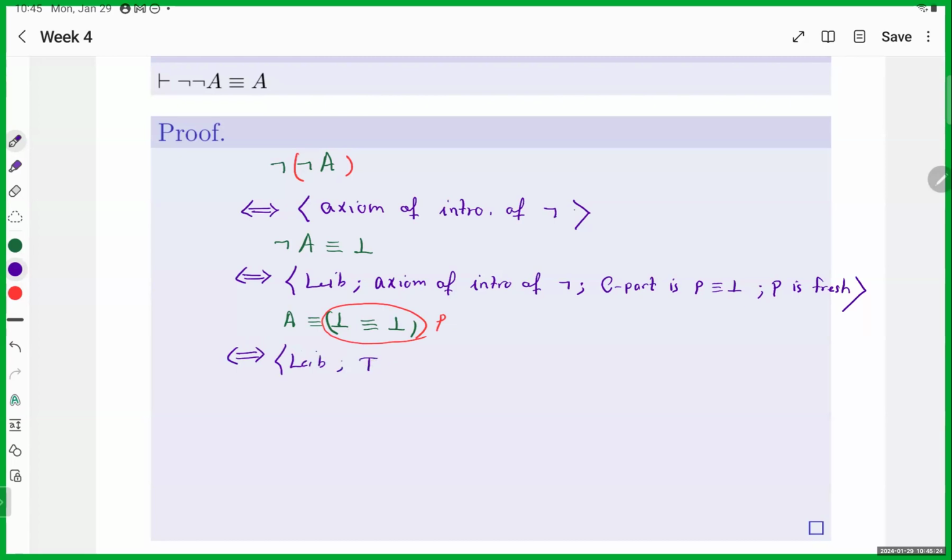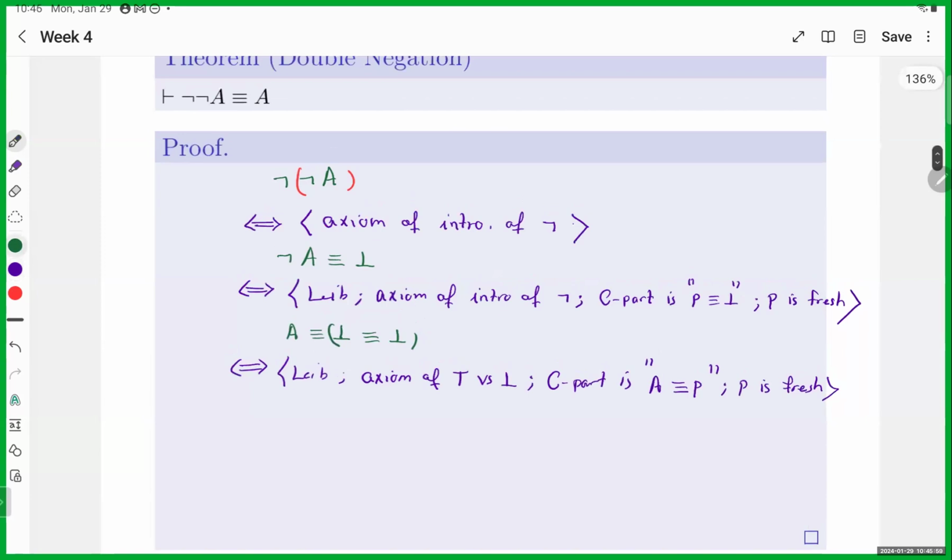top versus bottom, let me write axiom of top versus bottom, the C part of the Leibniz, A is equivalent to, quotation, A is equivalent to P, where P is fresh. Now that allows me to replace this part with top.